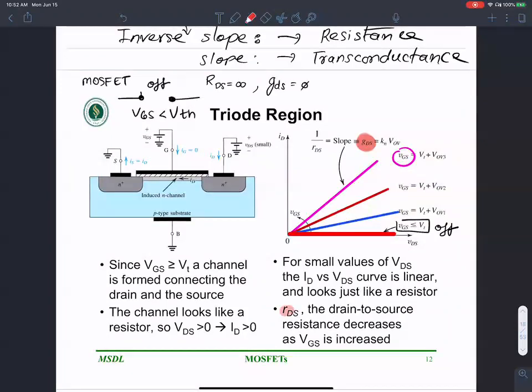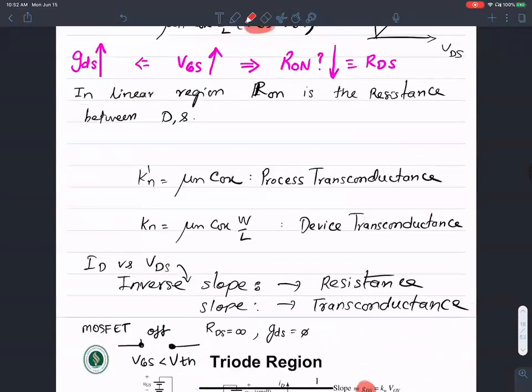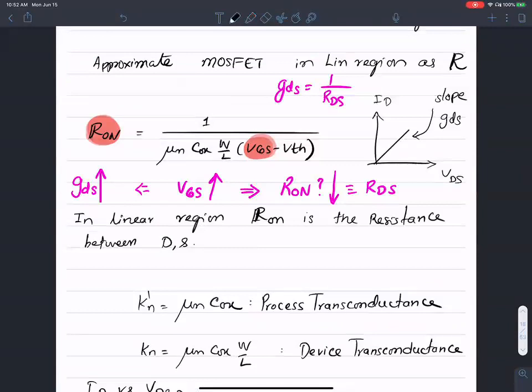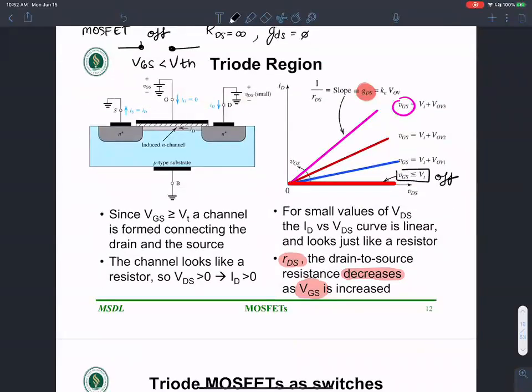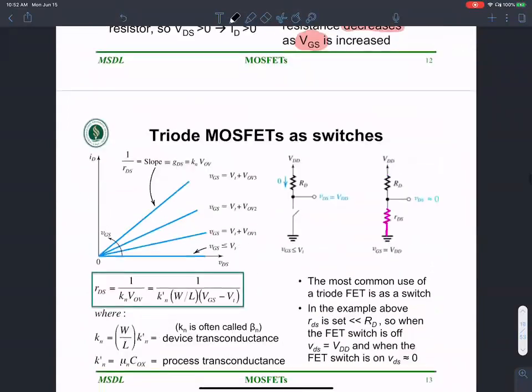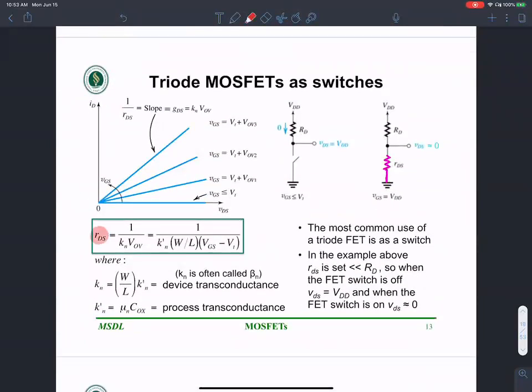So the RDS value decreases as VGS increases. That is because R on is exactly the same as RDS in my case, and RDS is 1 over mu n C oxide, W over L, times VGS minus VTH. So as VGS increases, R on decreases, and that is what is shown here. So in the triode region, MOSFETs can operate as a switch. RDS is inversely proportional to VGS.